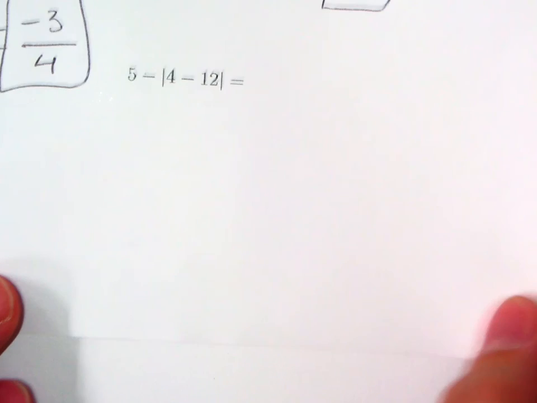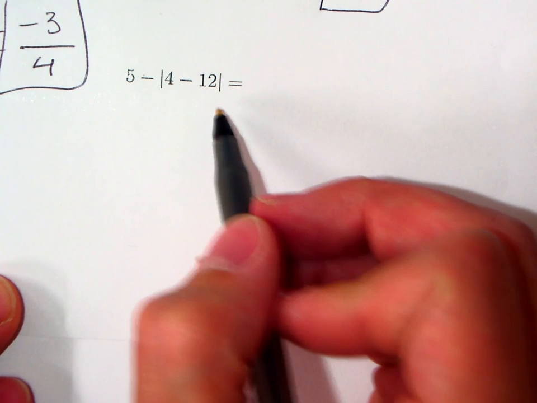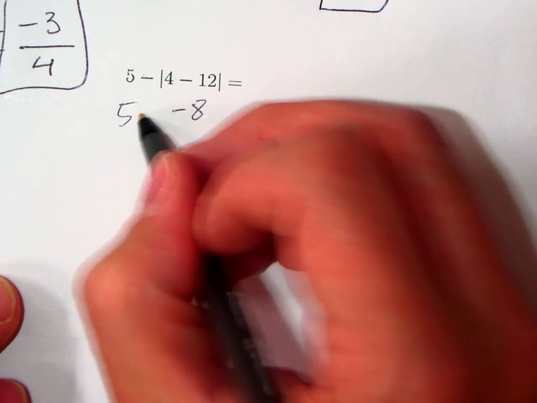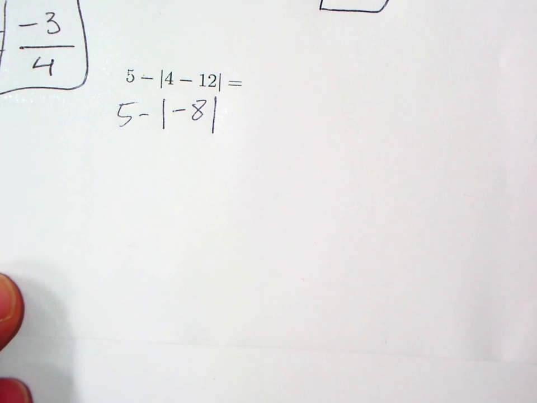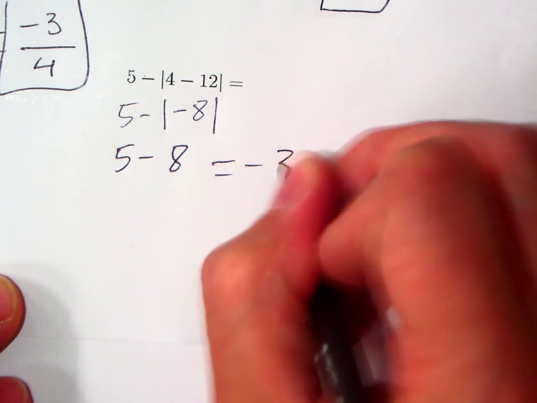The last one had to do with absolute value. These brackets you treat just like parentheses. You do them first. So when you take 4 minus 12, you get a negative 8. So 5 minus the absolute value of negative 8. Remember, absolute value makes things come out positive. So this ends up being 5 minus 8, which is just negative 3.